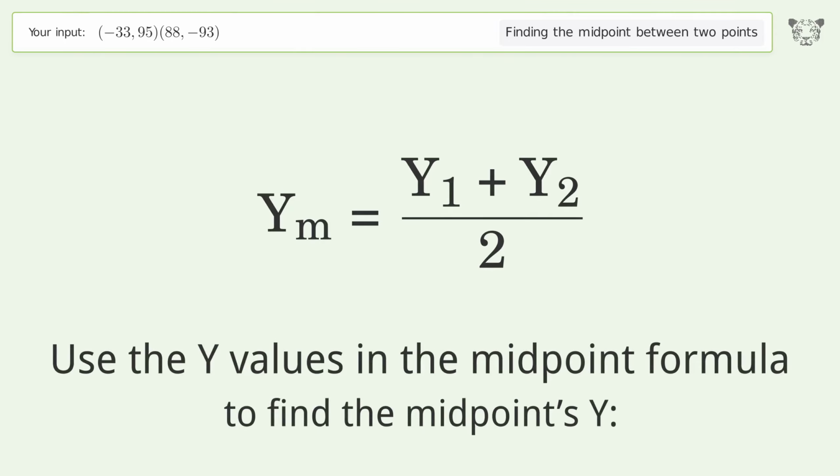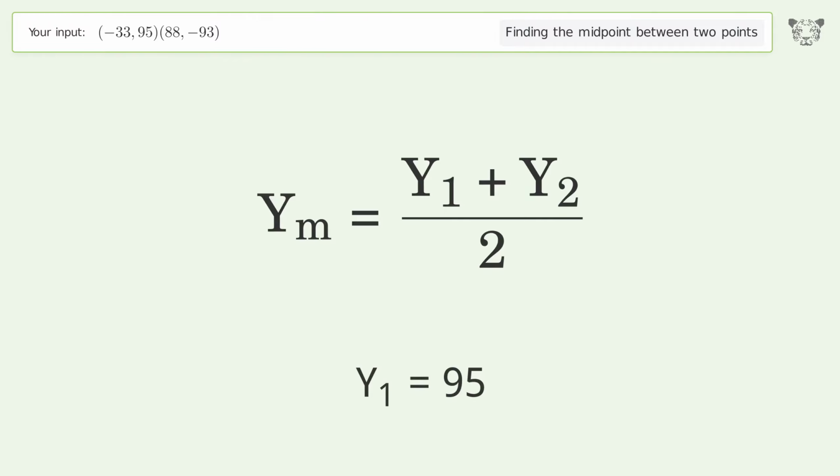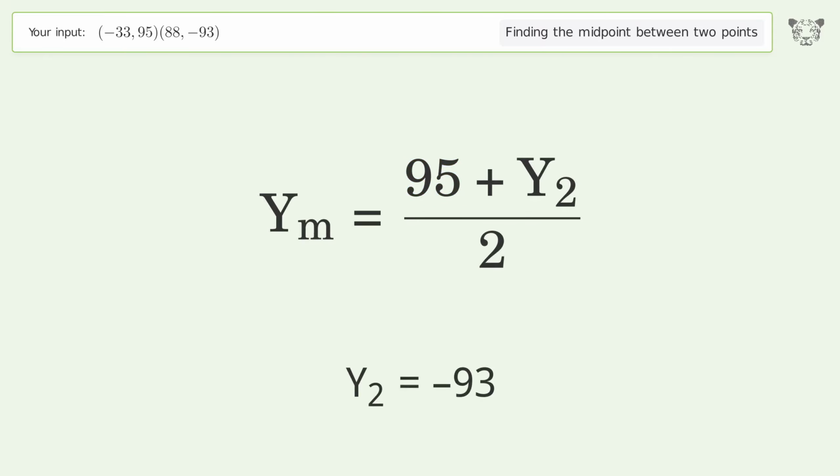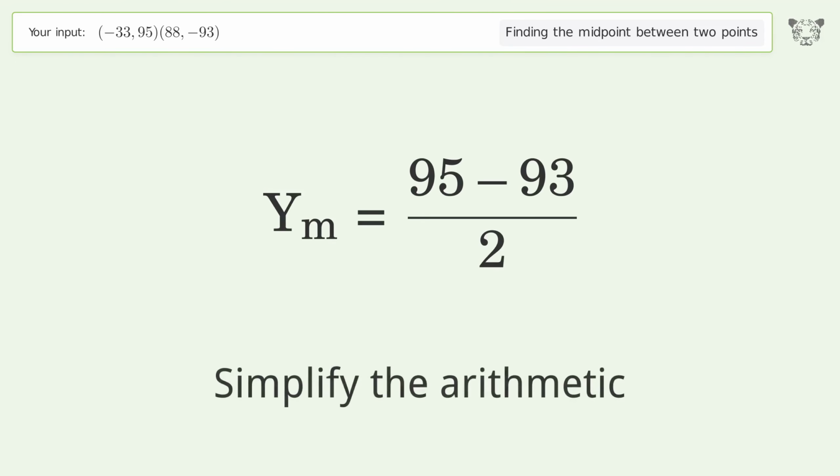Use the y values in the midpoint formula to find the midpoints y. y1 equals 95. y2 equals -93. Simplify the arithmetic.